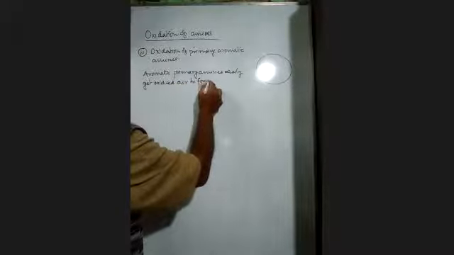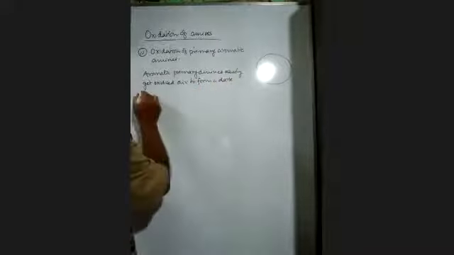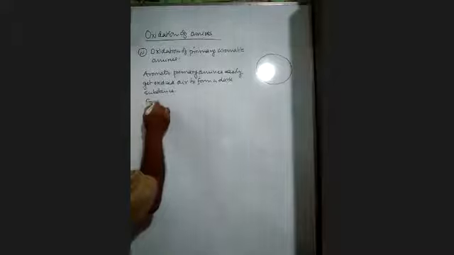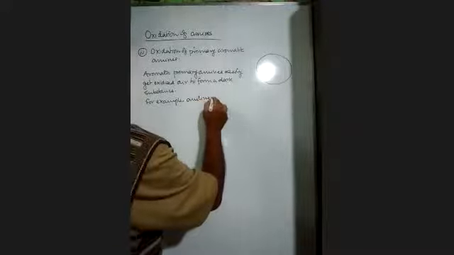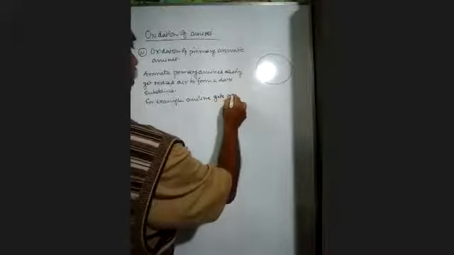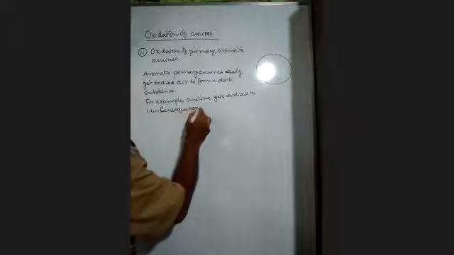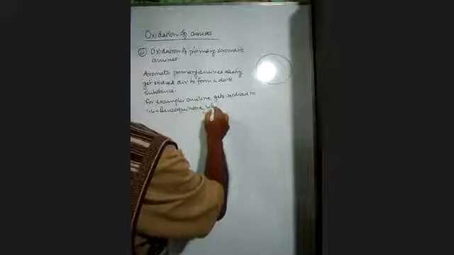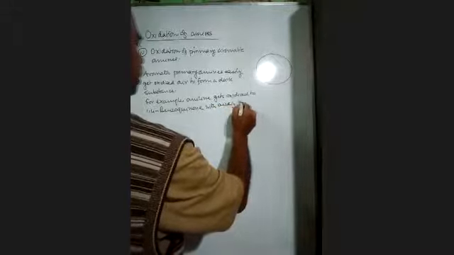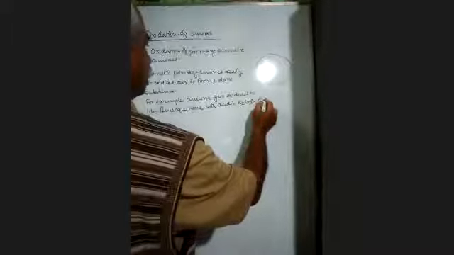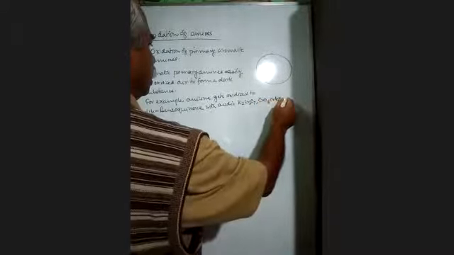to form a dark substance. For example, aniline gets oxidized to 1,4 benzoquinone, with acidic camphor.